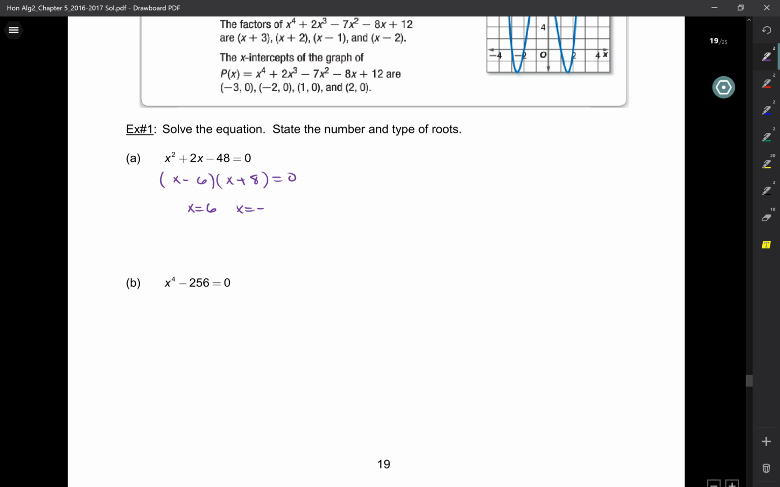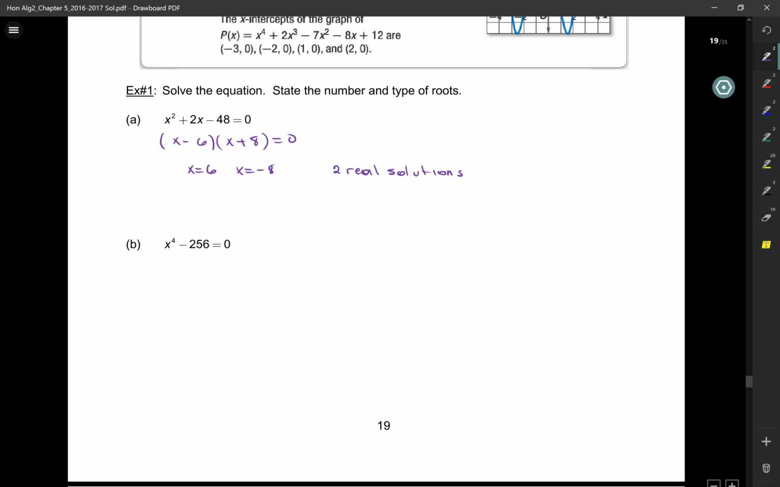So what does this tell me? How many solutions do I have? 2, and they are real. Okay? All right, well, what about this one?